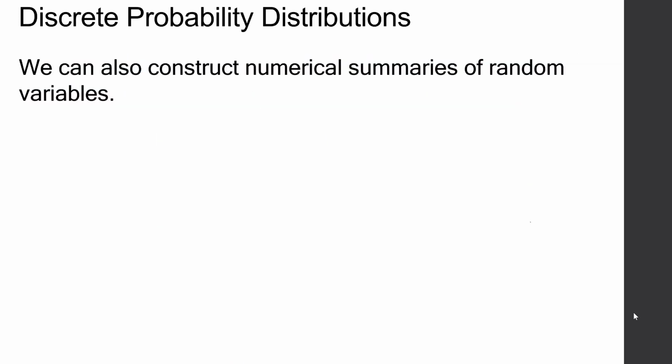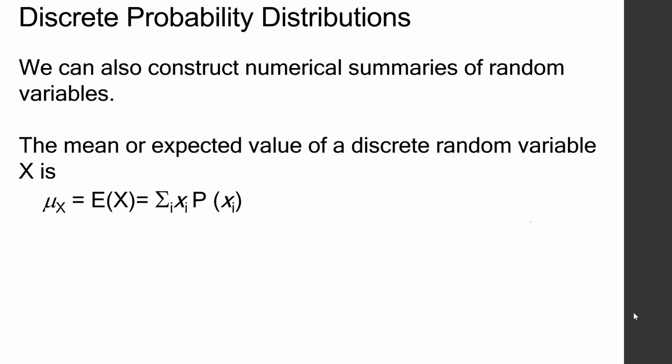We can also construct numerical summaries of random variables. The mean or expected value of a discrete random variable is, so first of all, let's talk about notation. So mu is the population mean. You should remember that from your previous stats class. E of x with a capital E is read expected value. So that E of x stands for expected value. An expected value of a random variable is synonymous with the population mean.